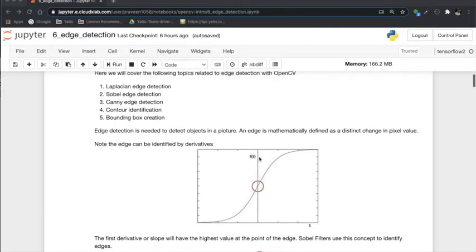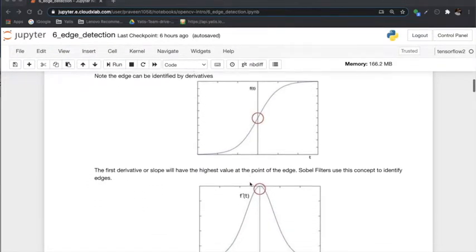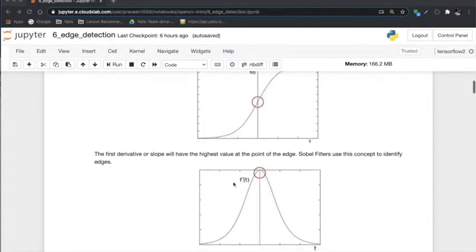The easiest way to identify the slope is to find the first derivative. So if you identify the first derivative of this transition line, we get a curve that looks like this, and the highest point of that curve, so the highest point where the slope is the highest, is the point of transition. So Sobel filters use this concept of finding the point where the first derivative is the highest, and use that as a point of transition.